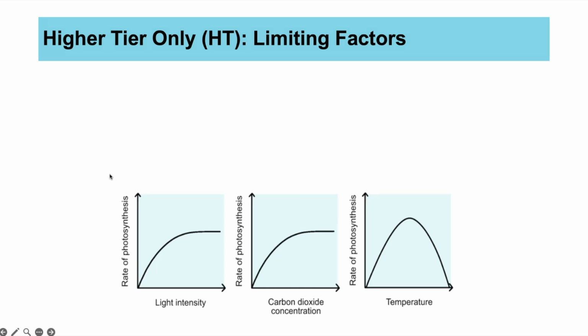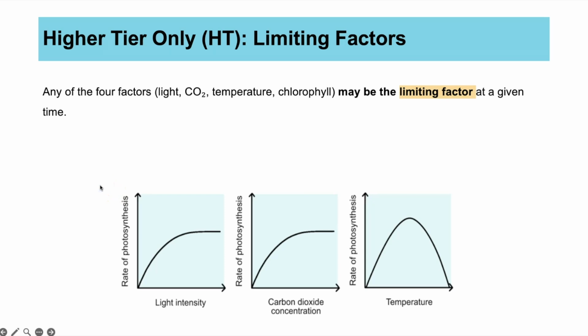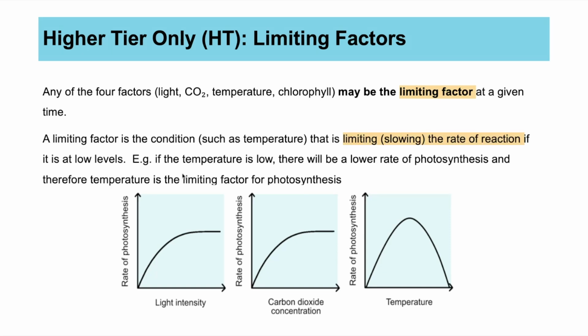Now, this bit is for higher tier only, and this is going into what I was talking about a bit more on the previous slides, where we were saying when you get to a certain point when the light intensity is still increased but the rate levels off, this is the concept of limiting factors. So any of the four factors, light intensity, carbon dioxide, temperature, or chlorophyll, may be the limiting factor at a given time. And what we mean by limiting factor is that is what is currently limiting or slowing the rate of reaction.